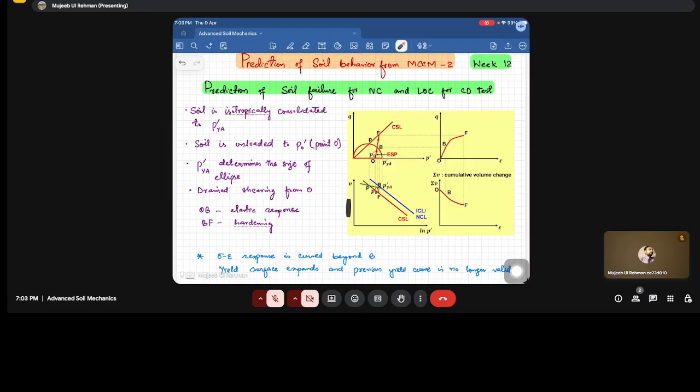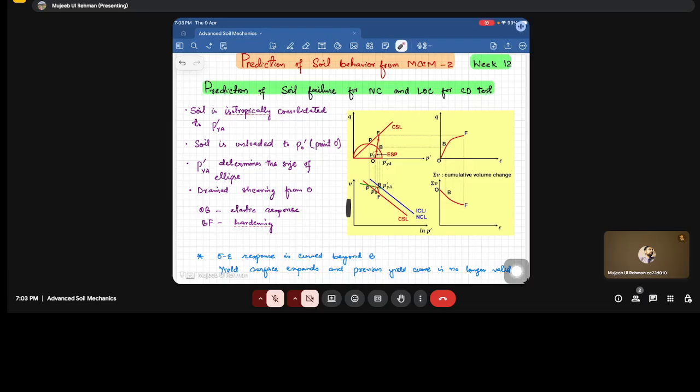Fine. So once the state of the soil passes this yield curve, then it will no longer have an elastic response, because at that very point of time, the soil will start yielding. Fine. And also this yield curve will not be valid once the stress surpasses p'a.